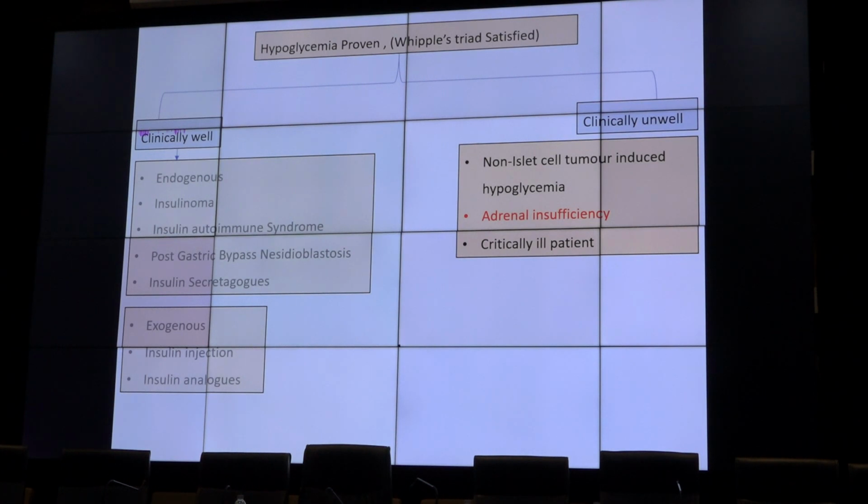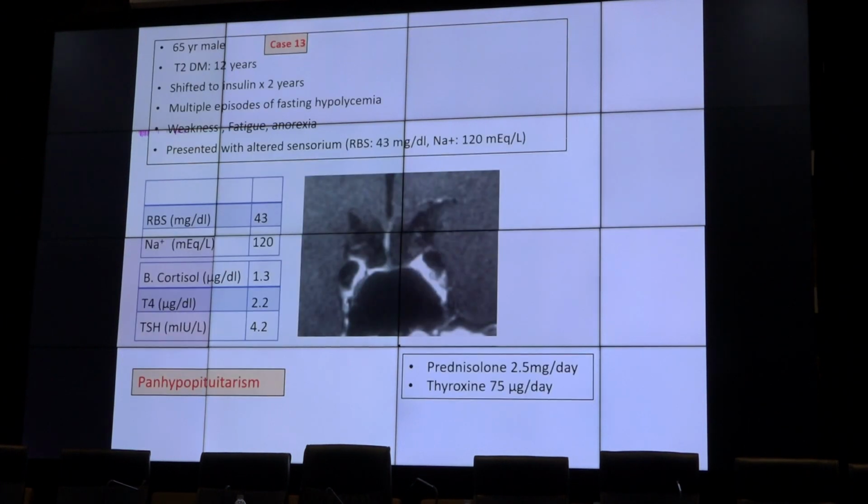Adrenal insufficiency can manifest, especially in children. Hypoglycemic seizures is one of the commonest presenting features of cortisol deficiency. Even in adults, it can be central or primary adrenal insufficiency or secondary adrenal insufficiency.